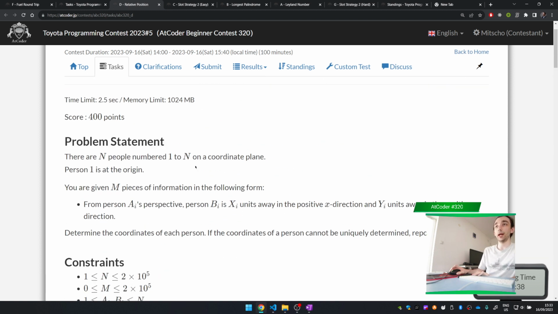You want to build a graph, and for all of these n people, you have some m pieces of information. These are the edges to some other person. And it says that from the perspective of person A_i, person B_i is this delta units in some direction. So you can see that person B_i is somewhere there, relative to A_i.